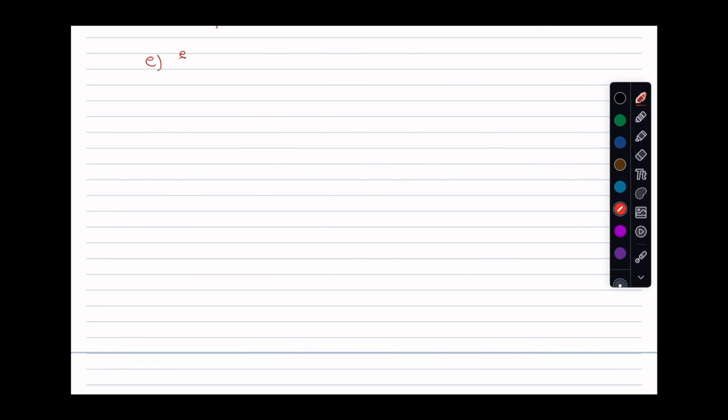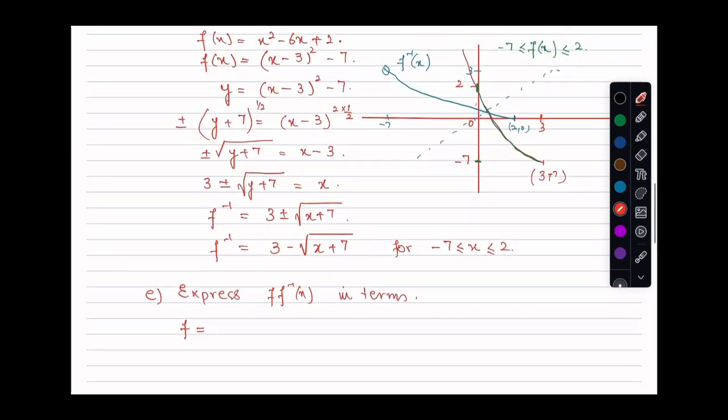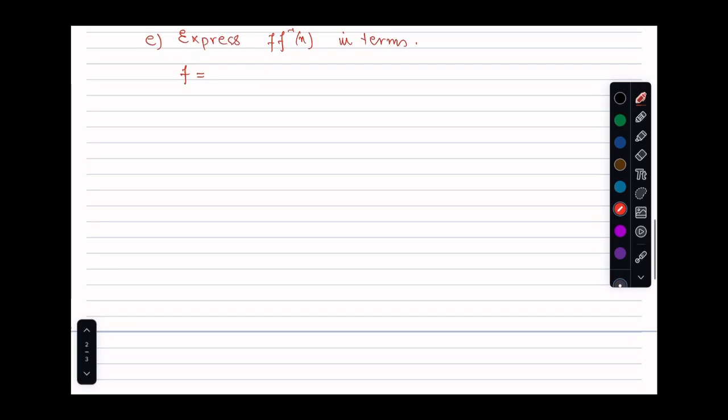Let's say that it says express f of f inverse x in terms of x. So we have f, the function that we had was x minus 3 the whole square minus 7. The function was (x minus 3)² minus 7. We got the inverse function. The inverse function was 3 minus the square root of (x plus 7).